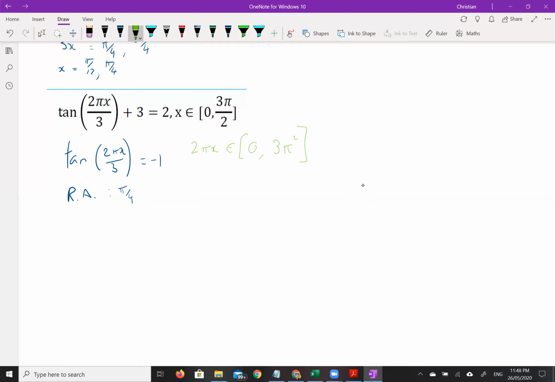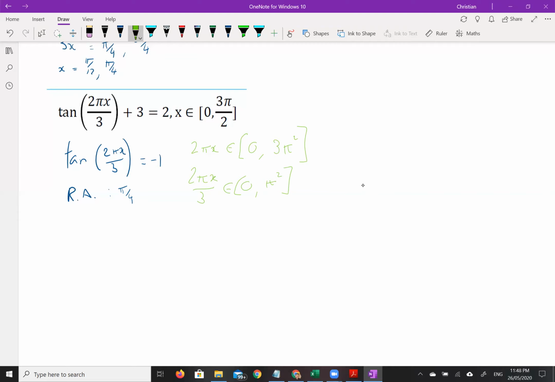So then we go a little bit further and we divide by 3. So 2 pi x over 3, 0, and pi squared. And we're good to go. Okay, this is not too painful.